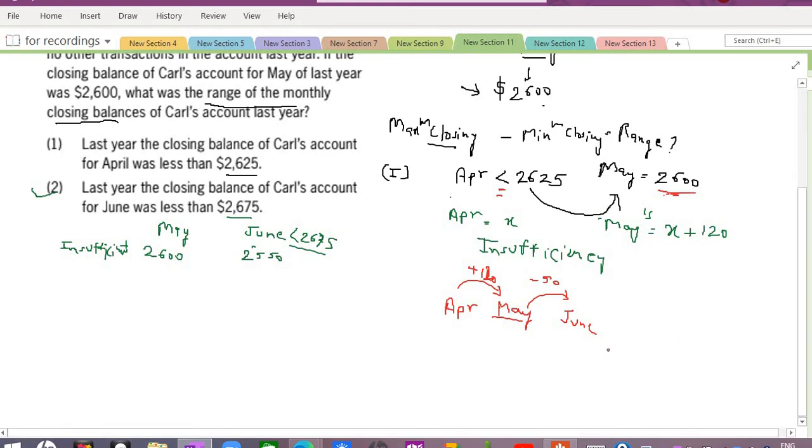So together they are sufficient, and the option that you are going to mark is the third option, which is C. I hope this helped. Yeah, it's clear, Amrita. Thank you.